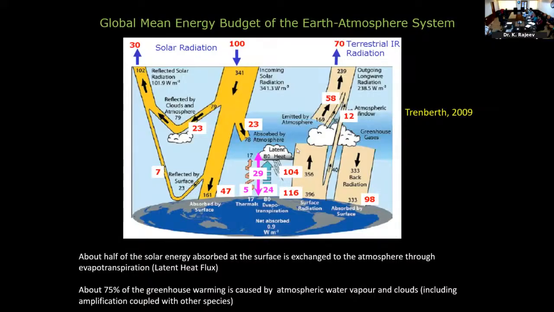So if I put water vapor alone, and carbon dioxide alone, and sum up these two, it will not be the same as if I put carbon dioxide and water vapor together. That is why it is said that water vapor amplifies the effect of carbon dioxide. So water vapor is the largest greenhouse gas.